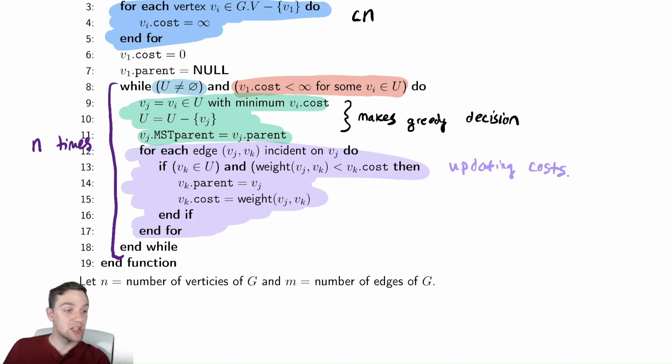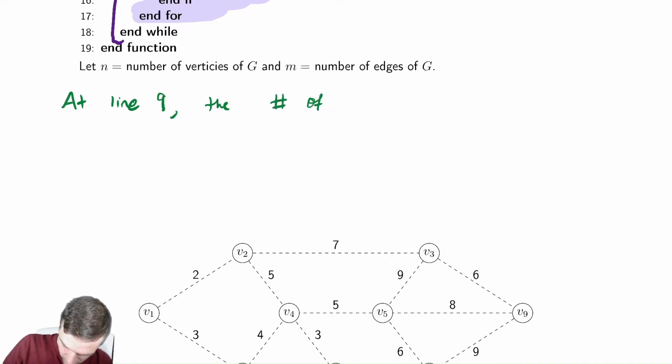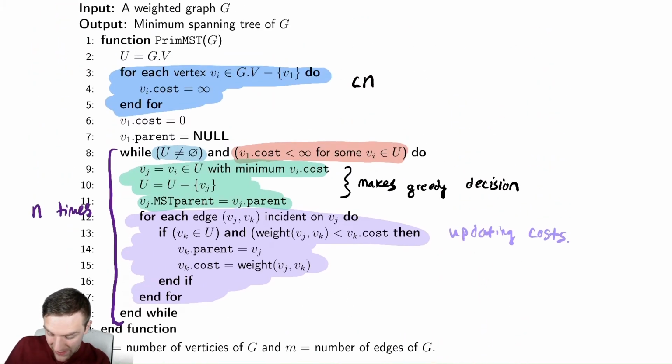And let us examine the cost of the different components there. In order to determine the minimum cost vertex, what we're going to do is loop through every single vertex in U. So let's try and analyze at line 9 the number of vertices in U. Well, on the first run, U had every single vertex, and then every single iteration, we're removing exactly one vertex from U.